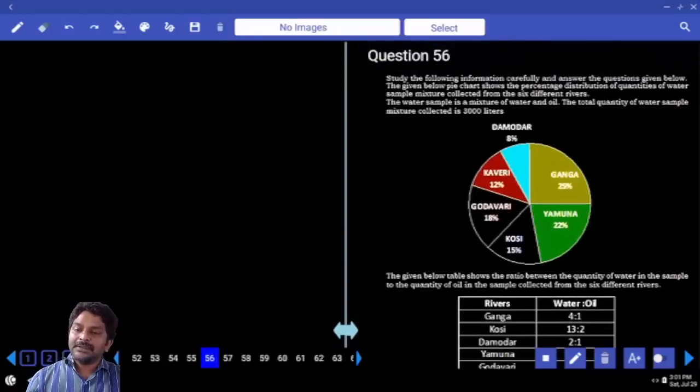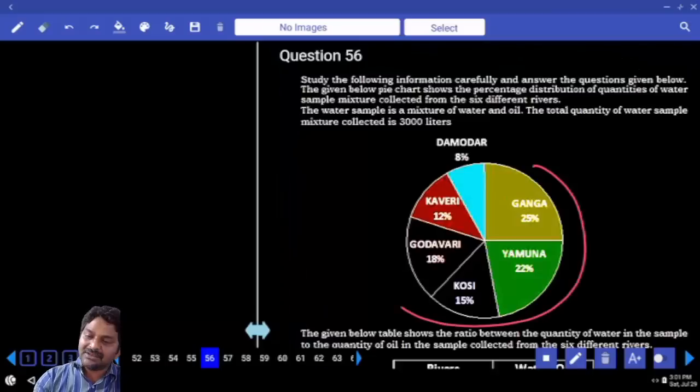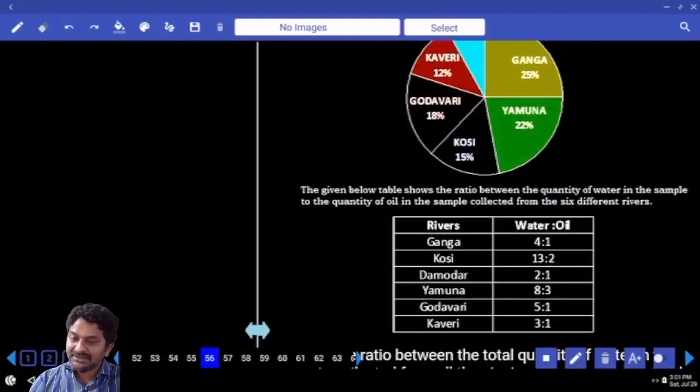So now, the given below pie chart shows the percentage distribution of quantities of water sample mixture collected from 6 different rivers. The water sample is a mixture of water and oil. The quantity of water sample mixture collected is 3000 liters. So all these values are calculated on 3000. Next, the table below shows the ratio between the quantity of water in the sample to the quantity of oil sample collected from the 6 different rivers.